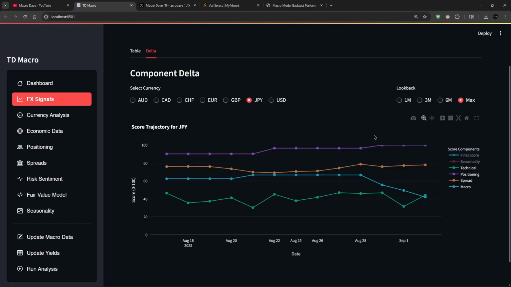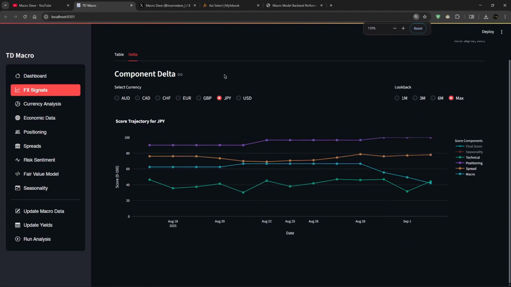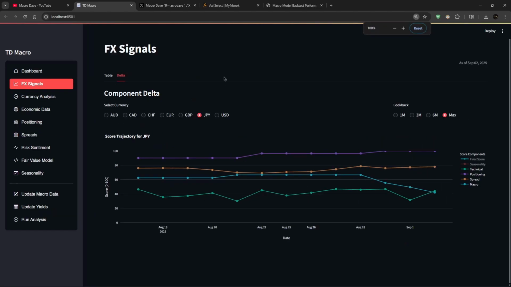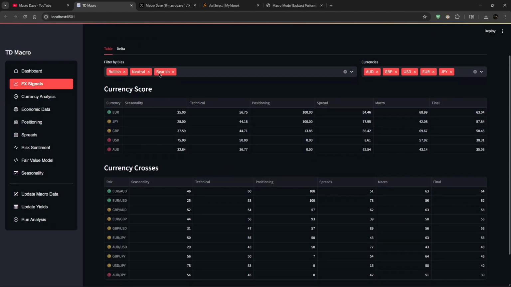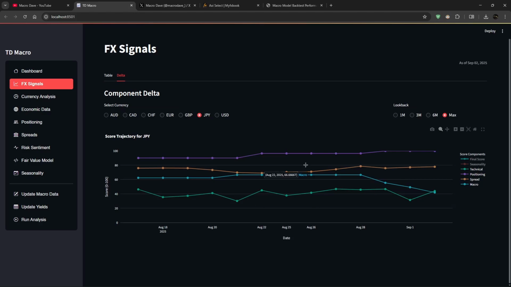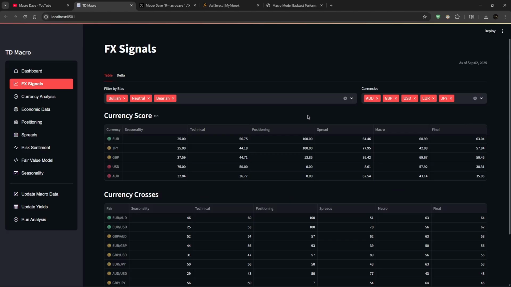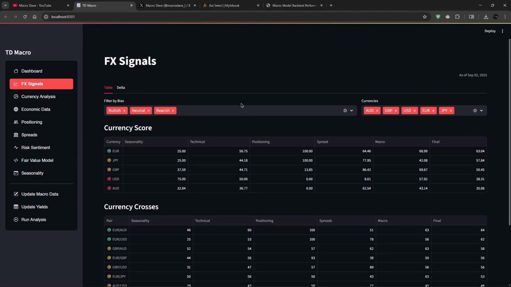And if these are going up, that's good for a currency. If it's going down, that's usually not a good sign for the currency, right? So this is the delta page, and in my opinion, it's more important than the tables page right here. It's important to look at the change in the score rather than the absolute score. So that's really the FX signal page. You have the table and you have the delta right there.